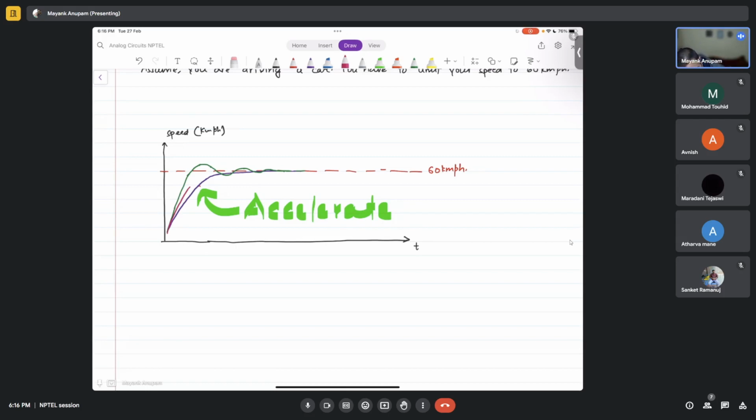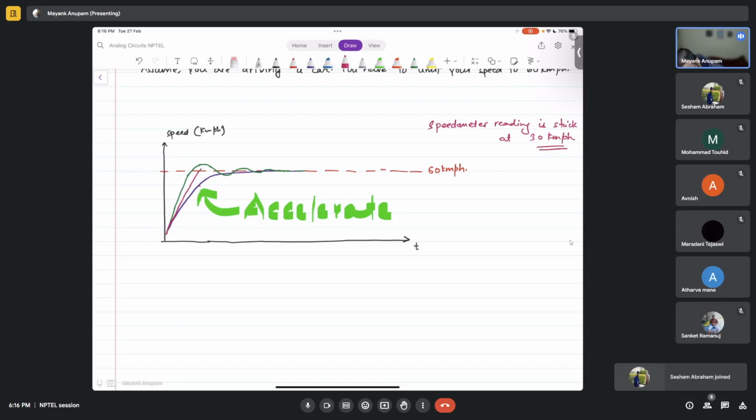Okay, let's say that the third person, this guy, his speedometer reading is stuck at 30 kmph. Okay, so what will he do? He'll start accelerating at a certain speed. He will keep accelerating, right? Even when he reaches 60 kmph, he will not stop, because according to him, the speed is actually always 30 kmph, isn't it? So he'll keep going higher, higher, higher.